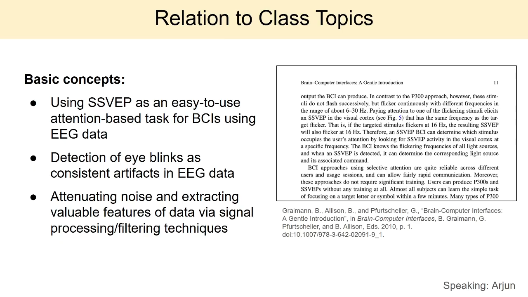We also decided later to incorporate eye-blinks into our model as well, as a method of confirming inputs, since they are also easy to use and produce consistent artifacts in EEG data. And then, of course, all these signals require preprocessing in the form of signal filtering, and feature extraction to boost classification, as we've discussed in class.